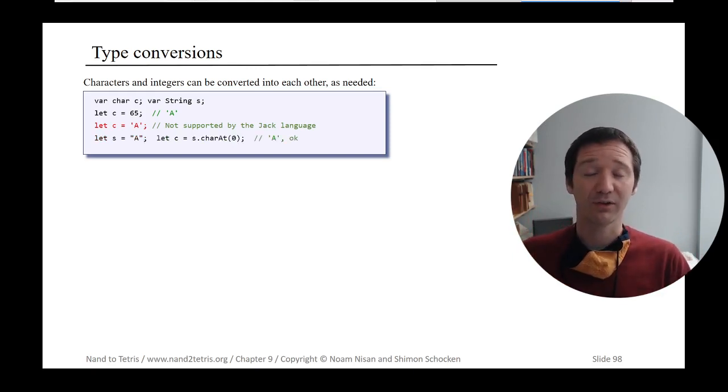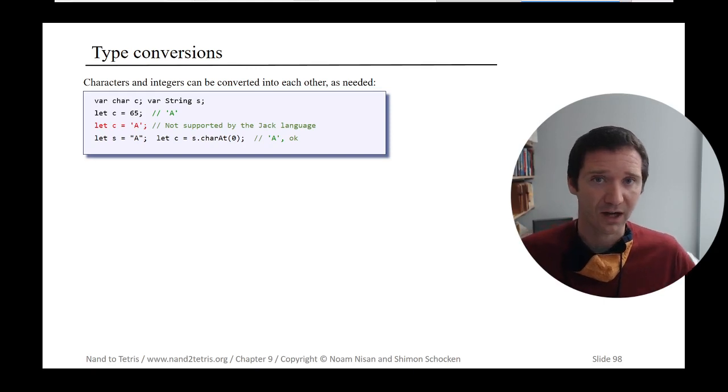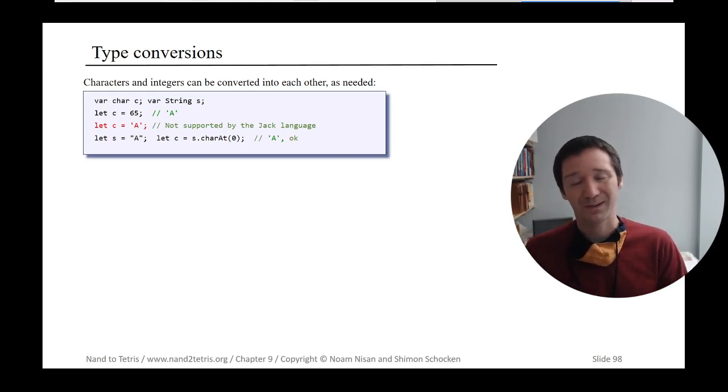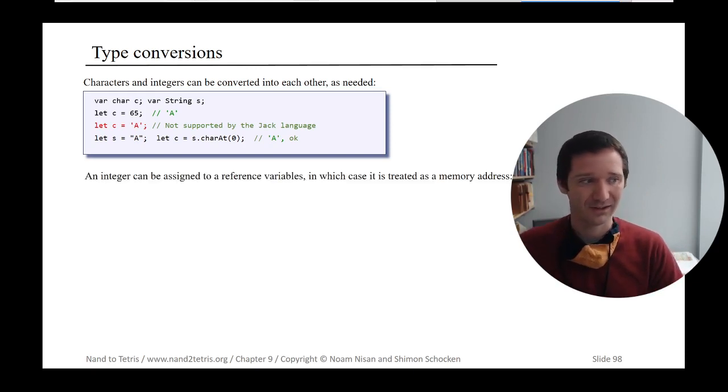However, of course, there are ways to get around it. We can create a string that's assigned the single letter capital A and then say let c equal the string dot charAt location 0. And that will work. That will assign the initial character of that string to the variable.